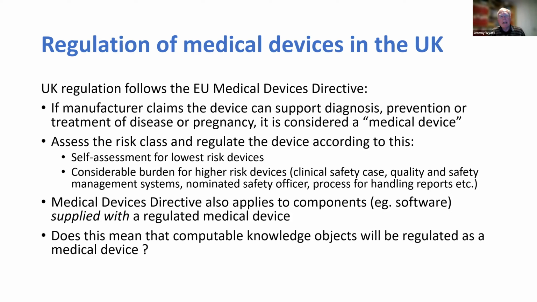If it's a medical device, then what regulators do is they assess the risk class, and there are typically three or four different risk classes, and then they regulate the device according to this. For example, the lowest risk devices, all the manufacturer has to do is do a self-assessment and then register that their device exists with the MHRA, the medicines regulator in UK.